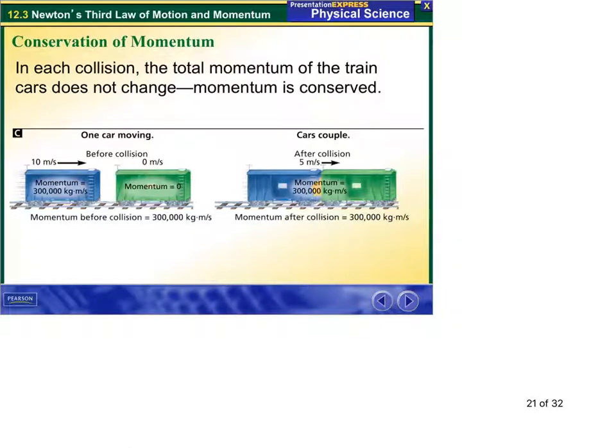And this time they couple together. Blue car strikes the green car, which is not moving. They hit. Total momentum remains 300,000. It's 300,000 at the speed of the two cars together, cut in half.